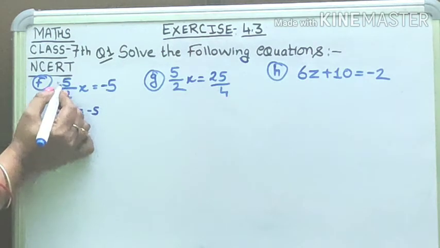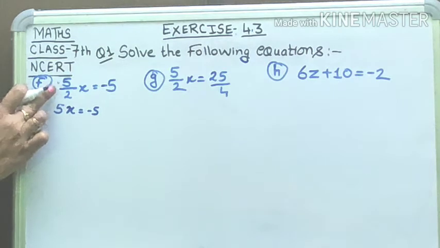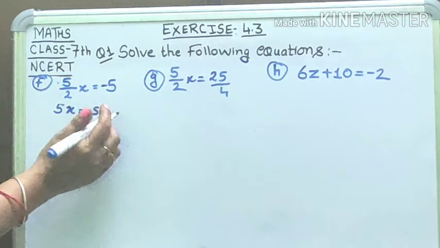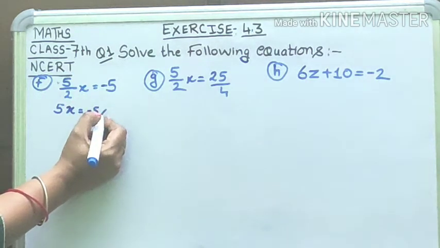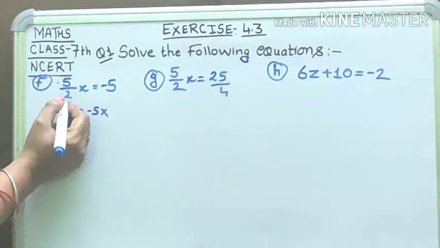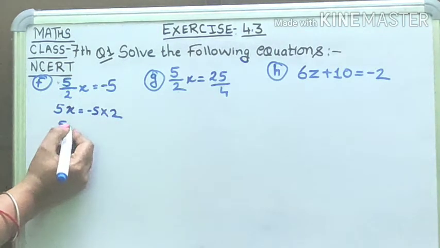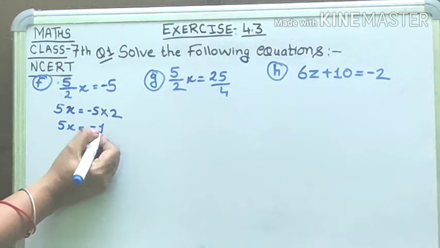This 2 is given in the division form. This 2 is given upon, which means it is in the division form. When it is transferred, it will be multiplied, because here it is given in the division form. So by transferring the 2, it will be multiplied. So 5x equal to, it will become 10, 5 2s are 10, minus 10.